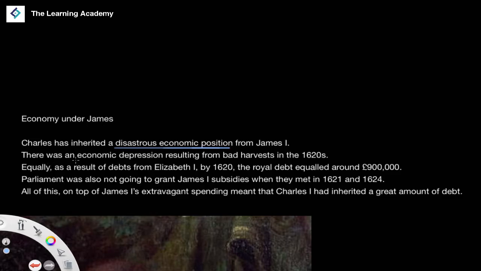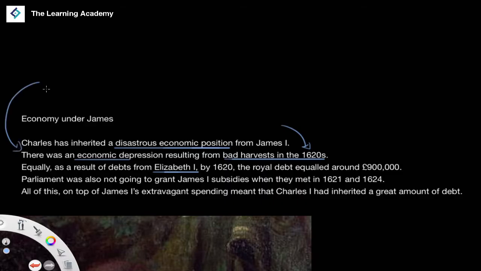There was an economic depression resulting from bad harvests in the 1620s. So generally speaking, bad harvests occur quite often. Actually, in this period, they occurred quite a lot under Elizabeth I, and then they occurred a few times under James I. And equally, as a result of debts from Elizabeth I, don't forget Elizabeth I.